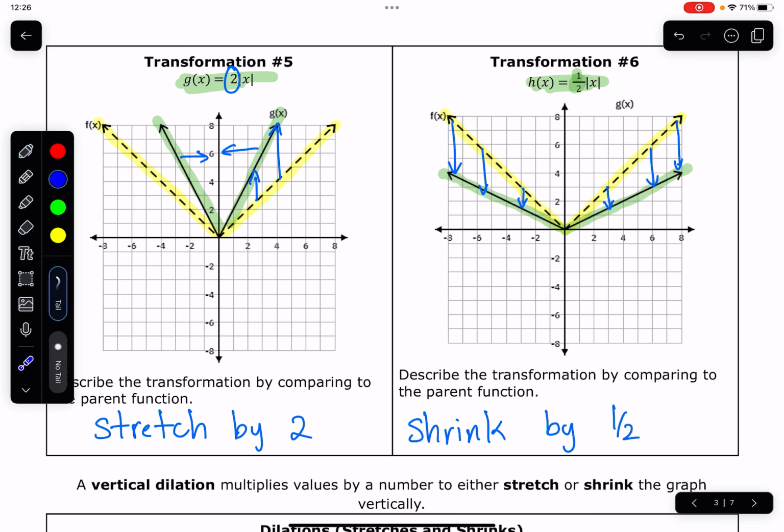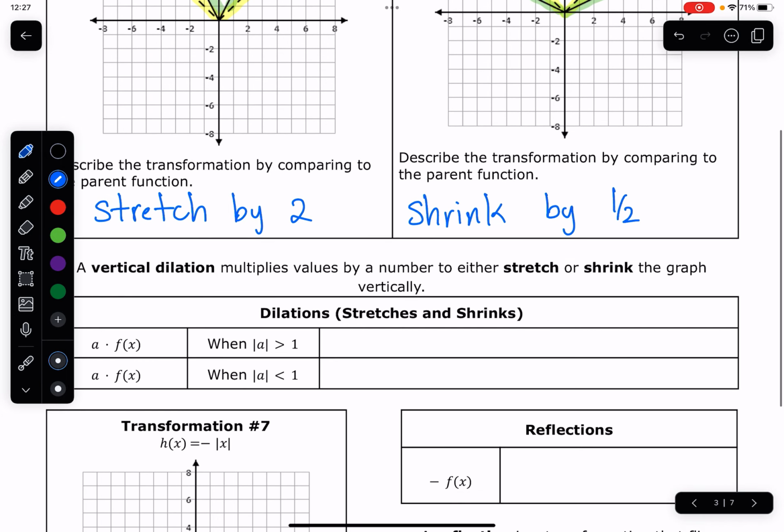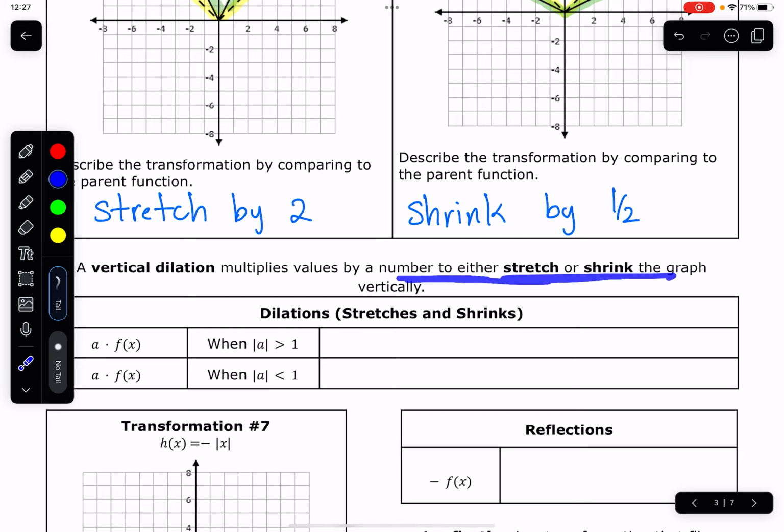Okay? So we end up with a stretch or a shrink by what we're multiplying by. And if you use your number sense, your ability to multiply numbers, it will make sense that a stretch is a result of multiplying by 2, a number greater than 1, and a shrink is a result of multiplying by a number less than 1. So the bigger the number, the more it stretches. The smaller the number you're using, the more it shrinks. So a vertical dilation multiplies values by a number to either stretch or shrink the graph vertically.